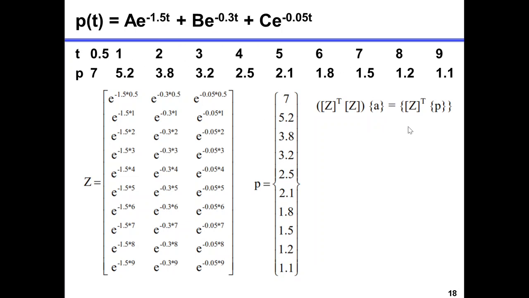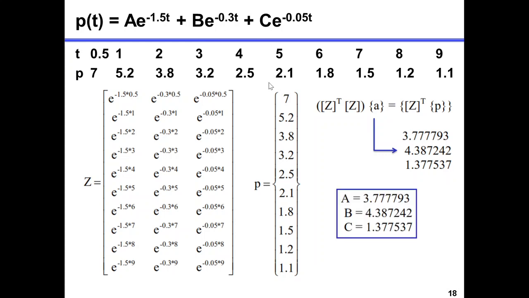Okay, now we have Z, we have P, and we are interested in finding A, which is capital A, capital B, and capital C here, or in the previous notation, A0, A1, and A2. We solve the matrix, and the answer is something like this: A is going to be 3.77, B is going to be 4.38, and C is going to be 1.37, as you can see here.